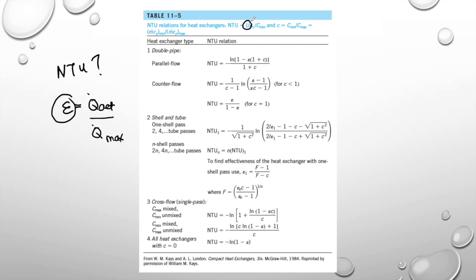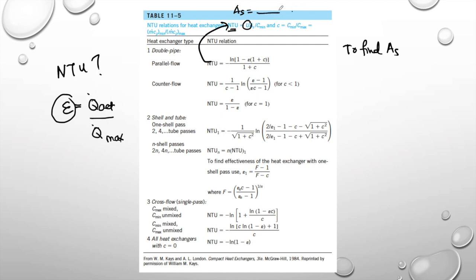Normally, this table can be used to find the area. You do not have the value for the area, and therefore you cannot solve for the NTU. Normally, the question will ask you, what is the area of the heat exchanger? So you will refer to this table in order to determine the value of the NTU, and after you get the NTU, you refer to this equation to get A_S.